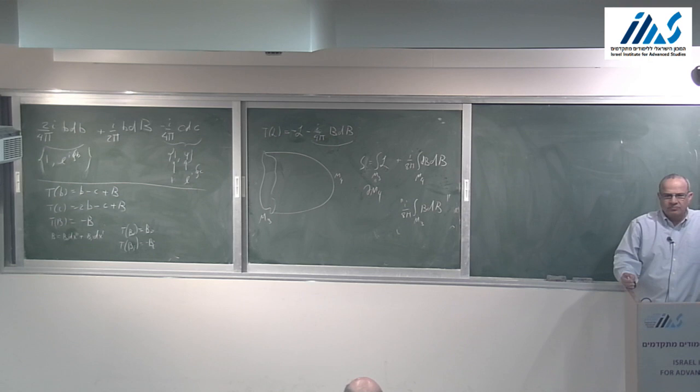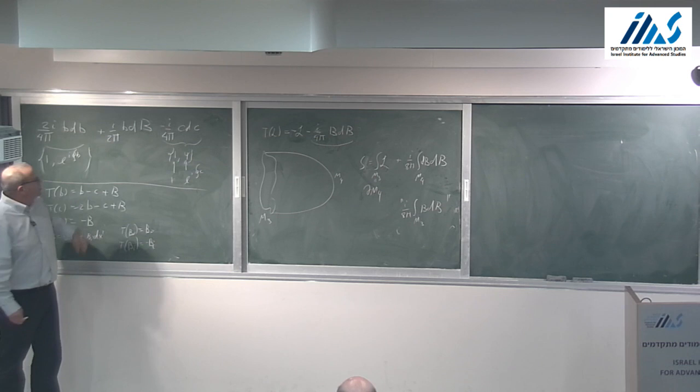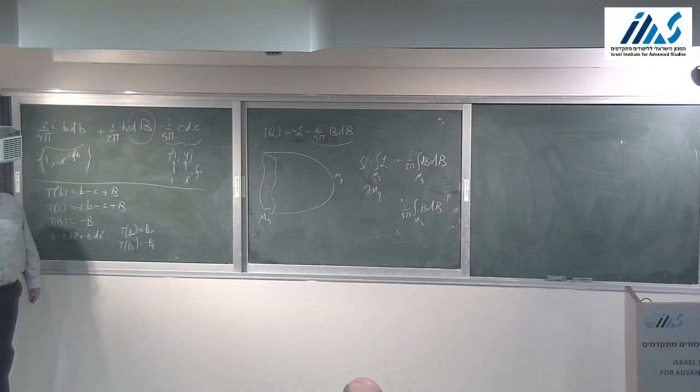Right, so it has mixed anomaly with this term. There's a more precise way of saying it, where this system really has a one-form global symmetry. I didn't want to get into it. This thing is kind of a two-form, and you can think of it as a background field for the one-form global symmetry.